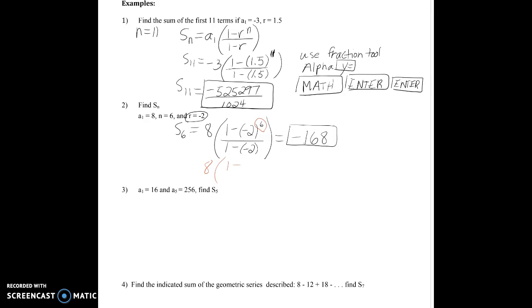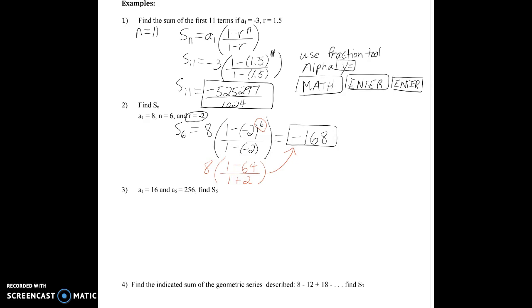-2 to the 6 is 64. So you would get 1 minus 64 over 1 plus 2. And then again, it would calculate that to give you that -168. If you do not use parentheses, it's going to make it a plus. This is the mistake here. I'm just going to do it in blue and then hit undo. It would do a +64 in the calculator if you don't use parentheses. Obviously not the same thing. So really important, put the parentheses in there.